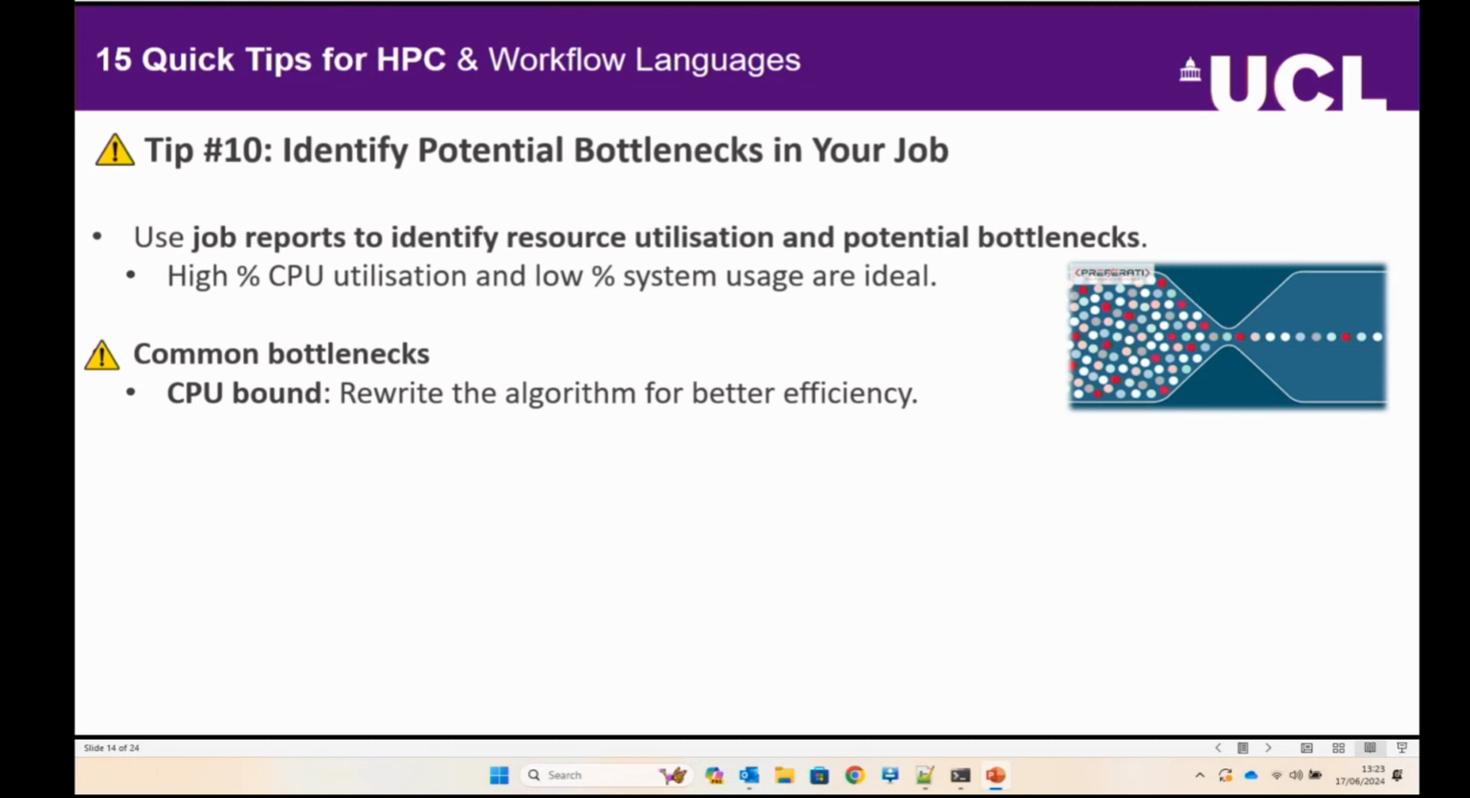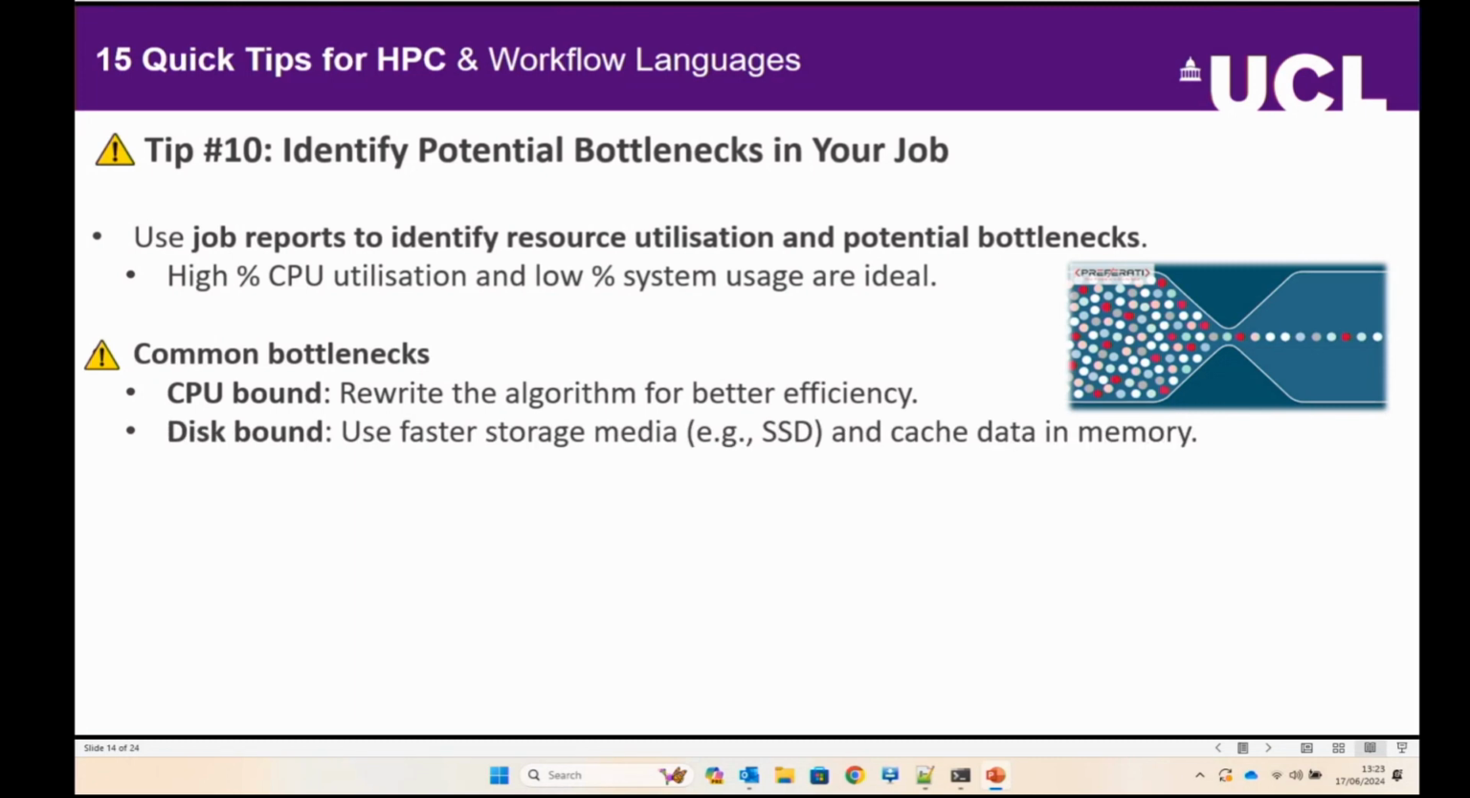If you find a CPU bound bottleneck, then you need to rewrite the algorithm for better efficiency. If you're facing a disk bound bottleneck, then use faster storage media, perhaps SSD, or cache data within the memory. That's something that Spark does. That was the iteration from Hadoop to Spark: in-memory caching and lazy evaluation of the job.